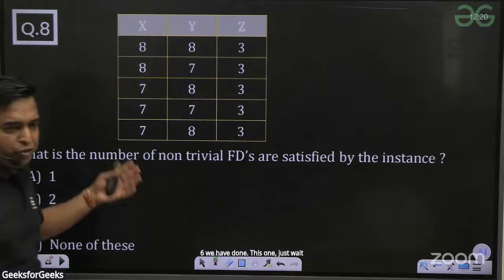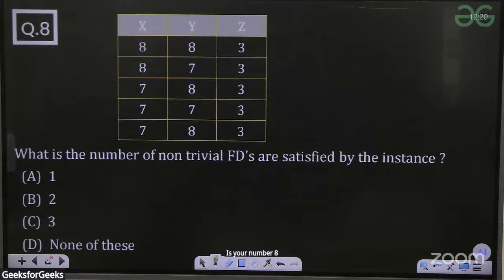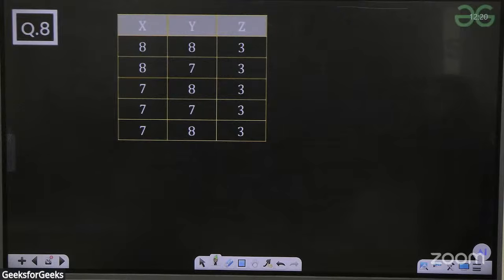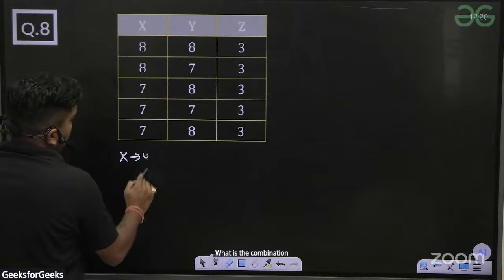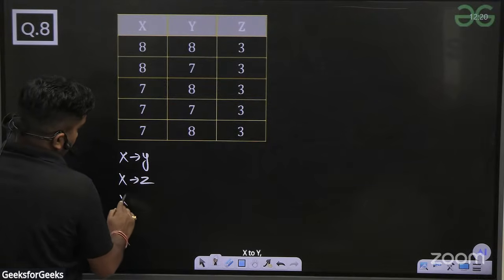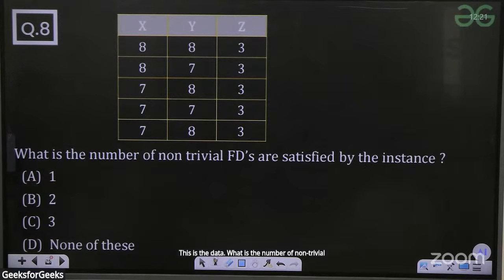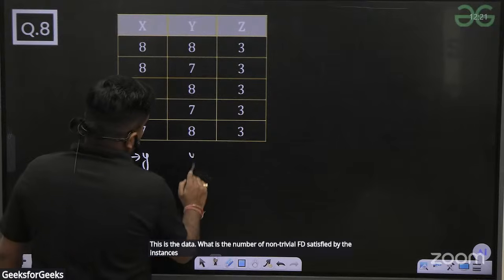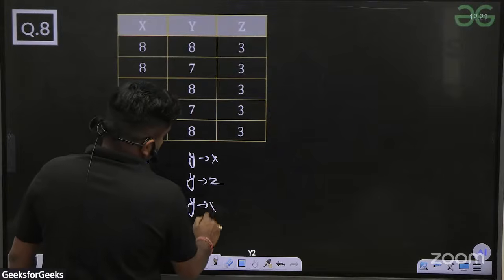Yeah, solve this one. Question number 8. We will take the PYQ just after this question. Is this visible, everyone? What is the combination? X to Y. This is the data. What is the number of non-trivial FDs satisfied by the instances? Y to X, Y to Z, Y to XY.